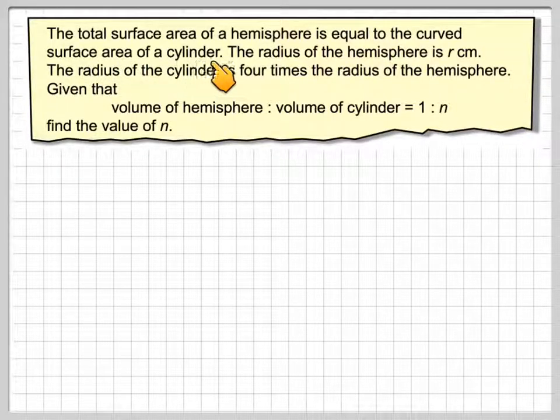The total surface area of a hemisphere is equal to the curved surface area of a cylinder. The radius of the hemisphere is r centimeters. The radius of the cylinder is 4 times the radius of the hemisphere. That means the radius of the cylinder is going to be 4r. Given that the ratio of the volume of the hemisphere to the volume of the cylinder is 1 to n, find the value of n.